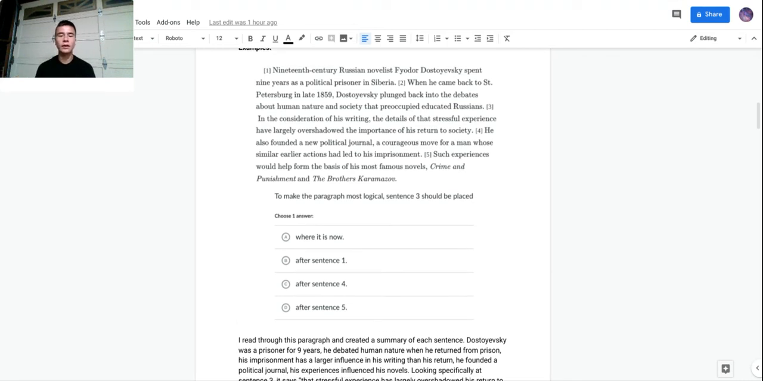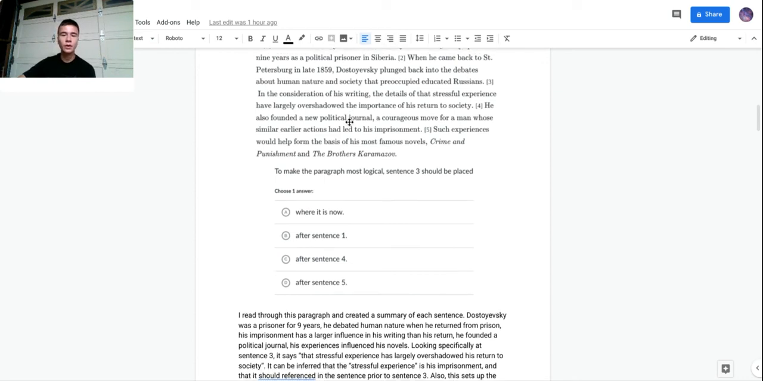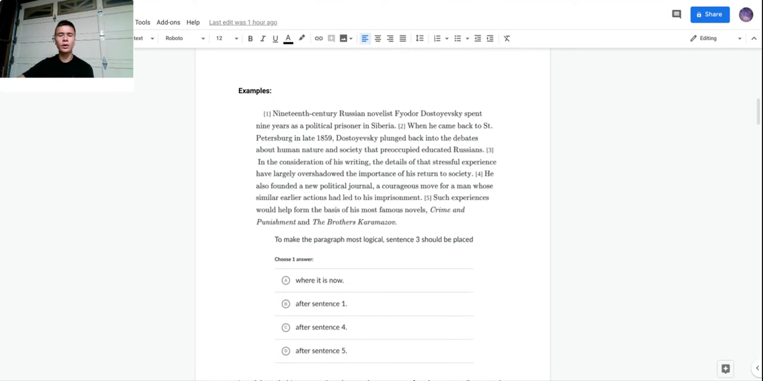Right here, I can see that the flow of information is not really correct because it goes from his imprisonment to his return, and then a comparison of his imprisonment, and then an introduction of his return. So I'm thinking that sentence three should be put after sentence one because it bridges the gap between these two. Remember what I said about pronouns and missing information?